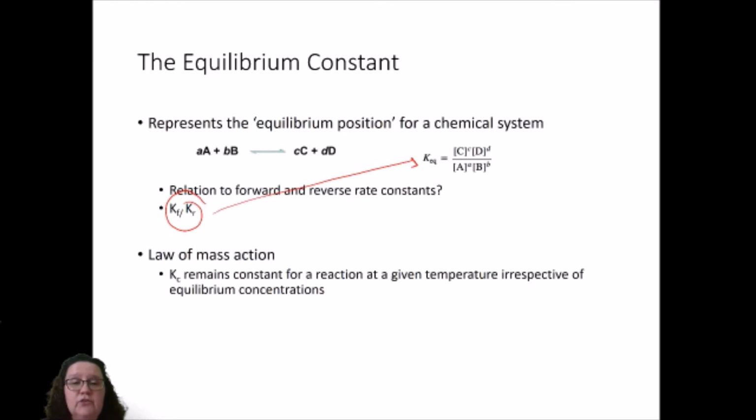Kc, the equilibrium constant, remains constant for a particular reaction at a given temperature, irrespective of the equilibrium concentrations. So it doesn't matter what the equilibrium concentrations are; at a particular temperature for that particular reaction, that will give you an equilibrium constant. So it's independent of the concentrations, it's only dependent on the temperature and the type of reaction that constant applies to.